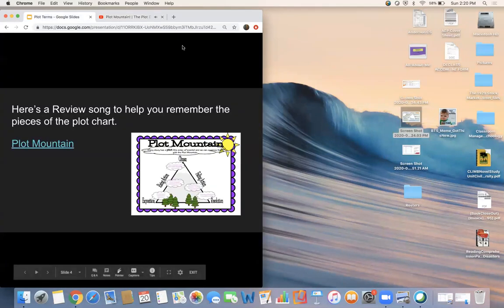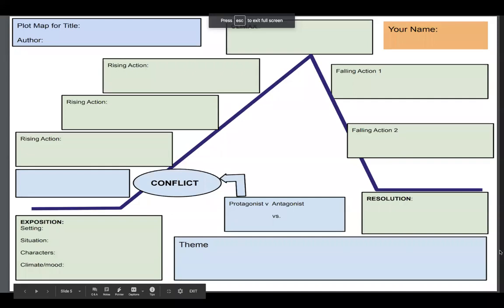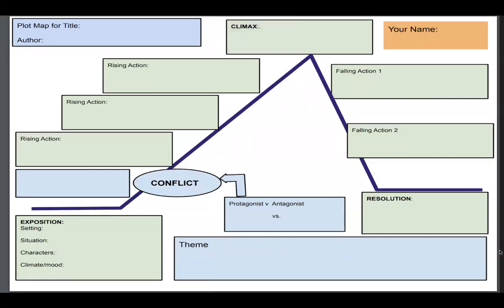So hopefully that song will get stuck in your head and you'll remember all the pieces of the plot because we're going to continue to move forward. So this is the plot chart that we're going to be working with this week. We're going to go through and fill in each piece of the plot based on a common text.